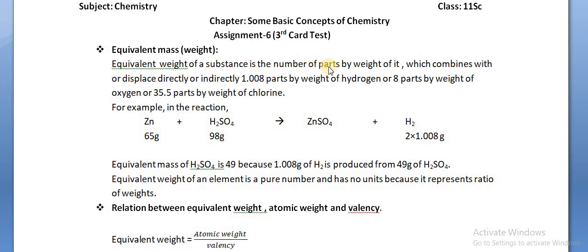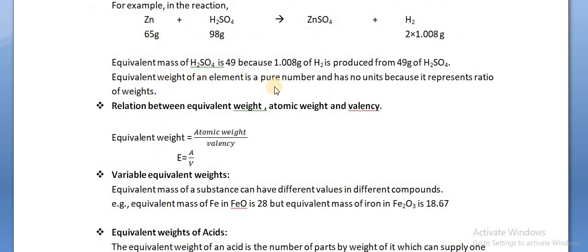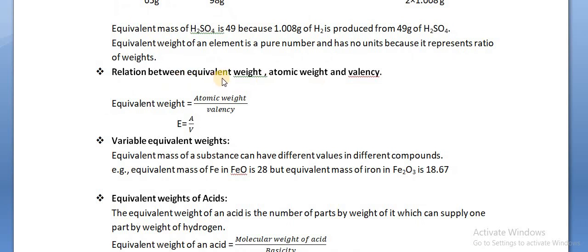The equivalent weight of a substance is the number of parts by weight of it which combines with or displaces, directly or indirectly, 1.008 parts of hydrogen. The equivalent weight of an element is a pure number. It has no unit because it represents a ratio of weights. Being a ratio of two similar quantities, it does not have any unit, so it's a pure number. Now the relationship between equivalent weight, atomic weight and valency, this is very important. Equivalent weight is given by the atomic weight of an element divided by its valency, or in short we can write E equals A by V.